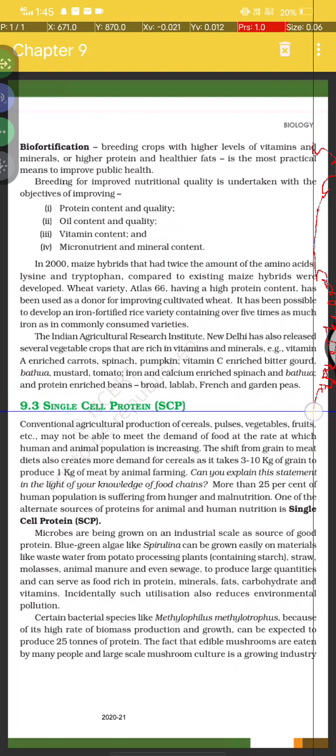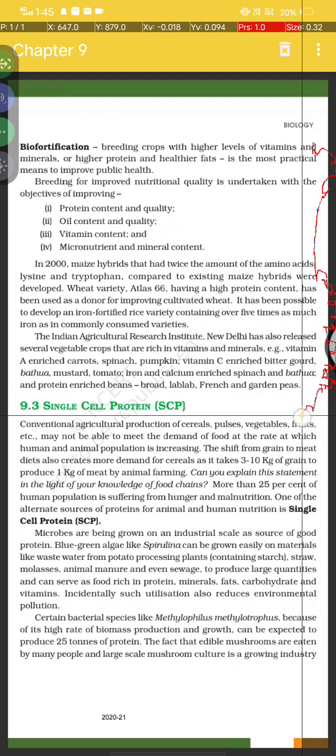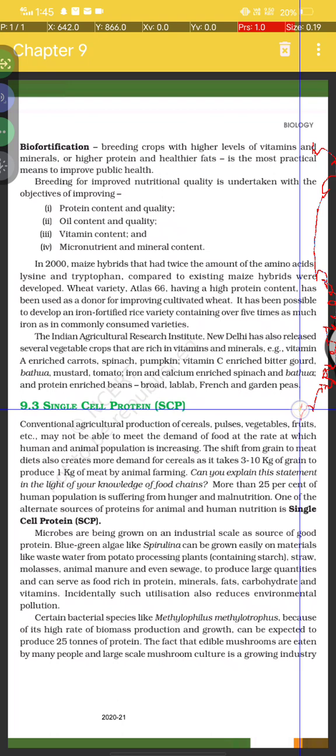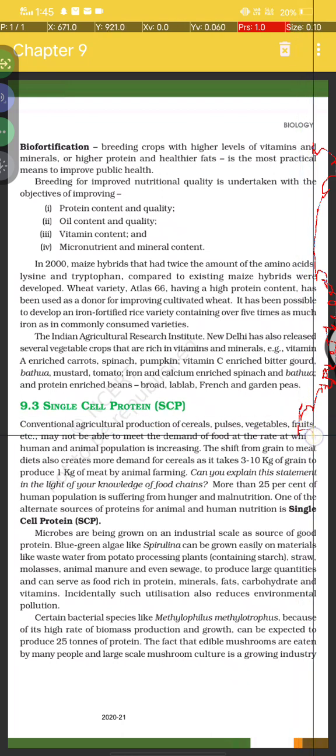What is single cell protein? Conventional agriculture production of cereals, pulses, vegetables and fruits may not be able to meet the demands for food at the rate at which human and animal populations are increasing. The shift from grains to meat also creates more demand for cereals, as it takes 3 to 10 kg of grain to produce 1 kg of meat by animal farming.